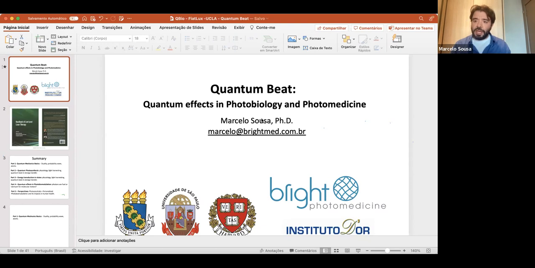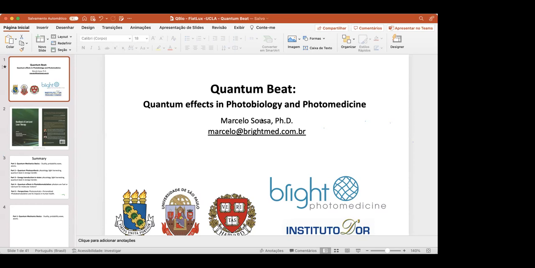information exchanges in organisms. So it would be somehow connected with the photobiomodulation.